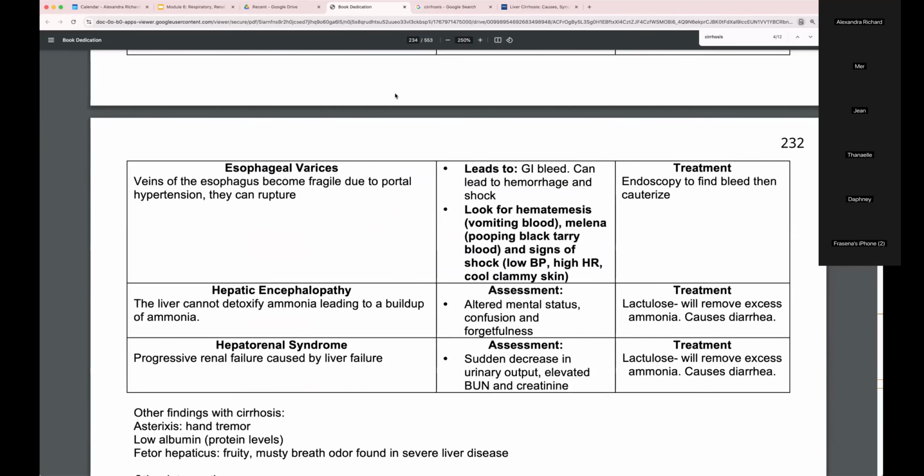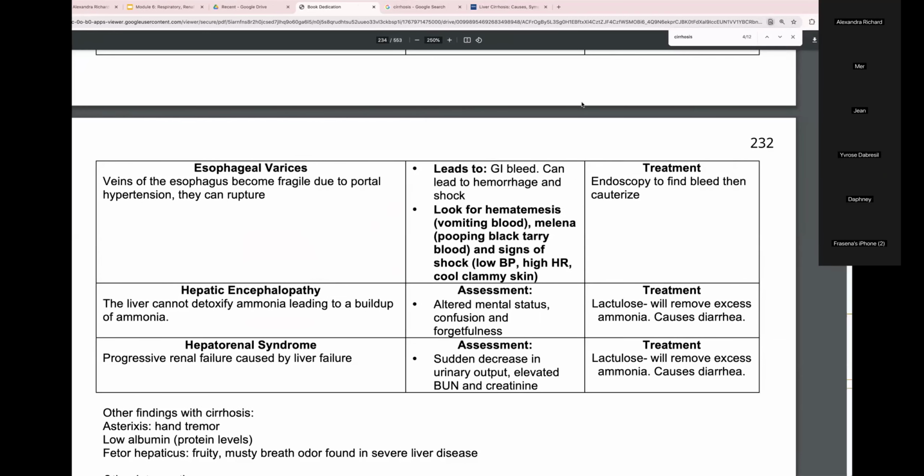All right. Next up is esophageal varices. So this, guys, for NCLEX, you have to know that a patient with cirrhosis is at risk for GI bleed. 100%. So remember we talked about portal hypertension, that portal vein that drains blood from the intestines trying to bring it to the liver.